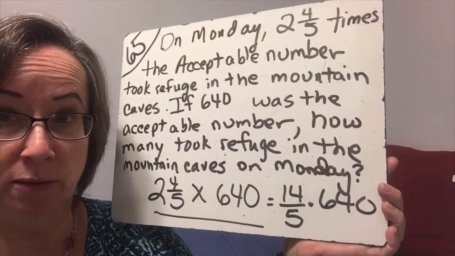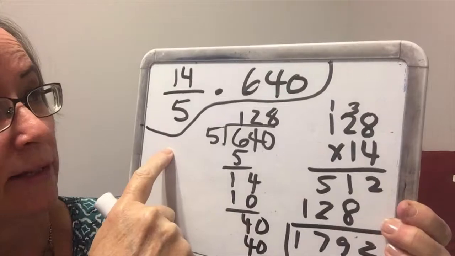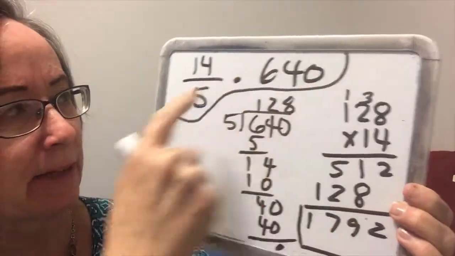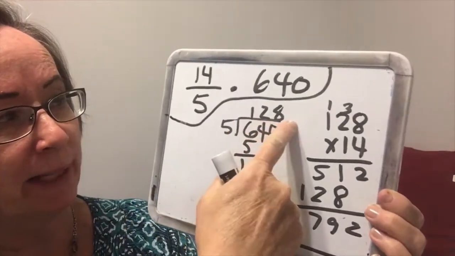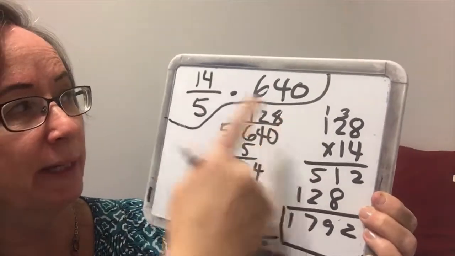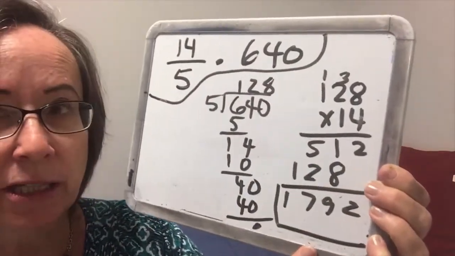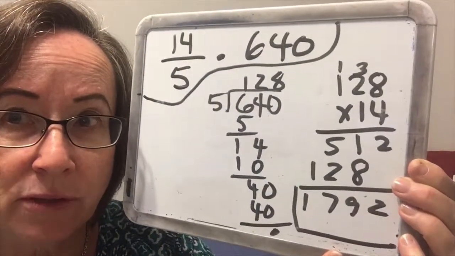But we're out of board, so I will get a new one. So here was our problem. So the first thing we want to do so our numbers don't get too big is take 640 and divide it by 5 first, which I did. I got 128. And then I took 128 and multiplied by 14, and I got 1,792 were hiding in the caves on Monday.